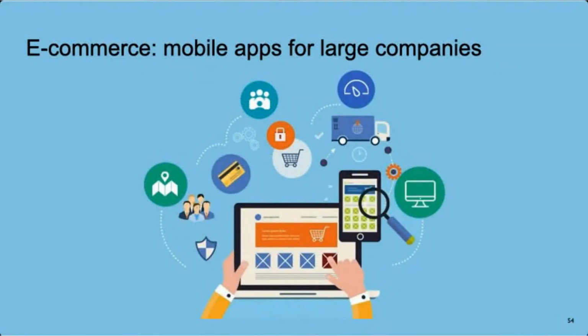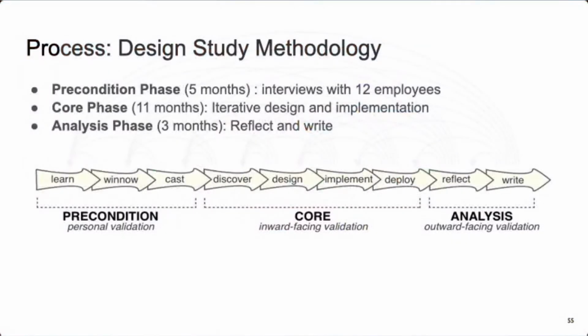So the idea is in e-commerce, there's a lot of creation of apps for large companies. And we were working with a collaboration partner, which was a middleware company that was exactly designed to help large companies create mobile applications. So we very much followed this idea of the design study methodology process, where we had a precondition phase that involved a lot of talking to employees of the company and trying to decide what might be a reasonable problem to attack. And once we'd really sorted that out and confirmed that it was a reasonable project to attack, then the core phase was almost a year, about 11 months, where there was a lot of iterative design and implementation, and then finally an analysis phase at the end with this reflection and writing.